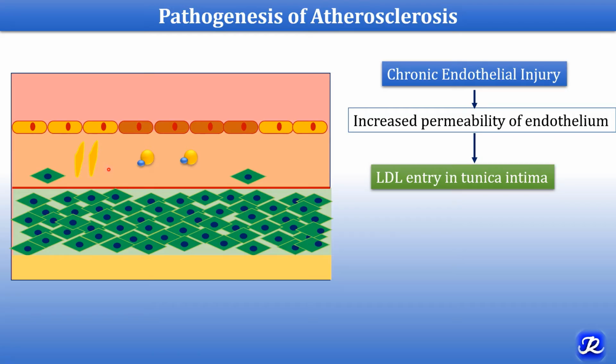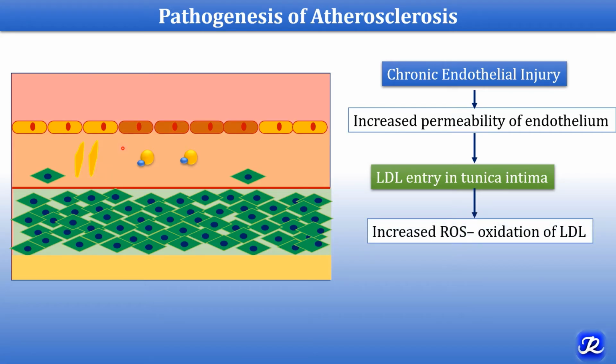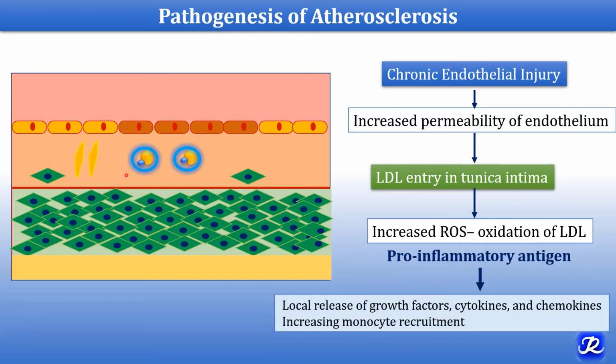Due to accumulation of LDL and cholesterol crystals in the tunica intima, the reactive oxygen species are produced by the damaged endothelial cells and smooth muscle cells, and it leads to oxidation of LDL. So now the LDL becomes oxidized, and it acts as a pro-inflammatory antigen. It leads to local release of growth factors, cytokines, chemokines, which increases monocyte recruitment at the dysfunctional endothelial cells.